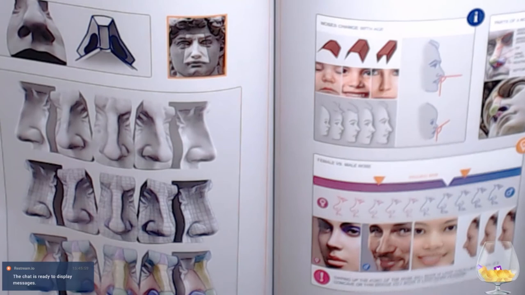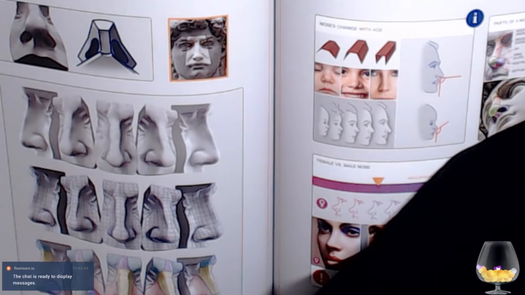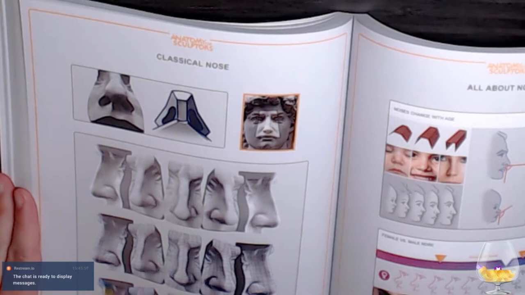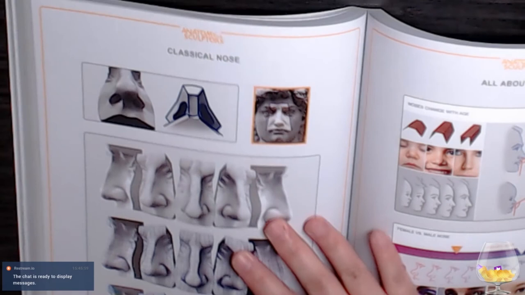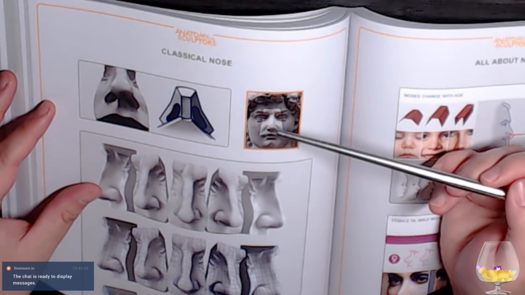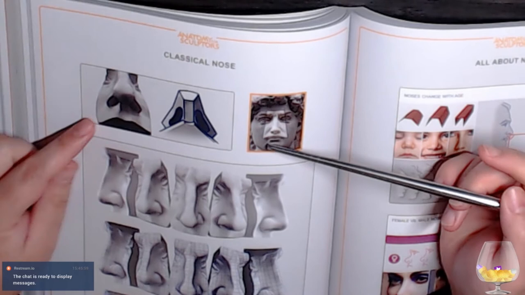Rearrange some stuff here. Okay, classical nose. I have a chopstick here to point out things a little bit easier, I feel, rather than using my fatty baby fingers.